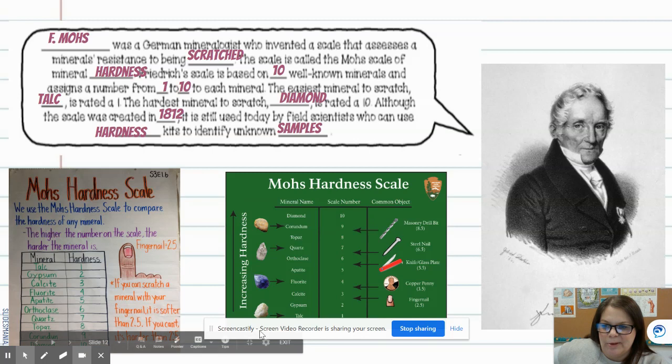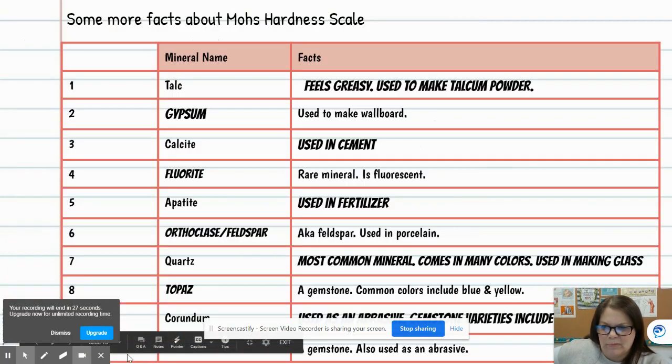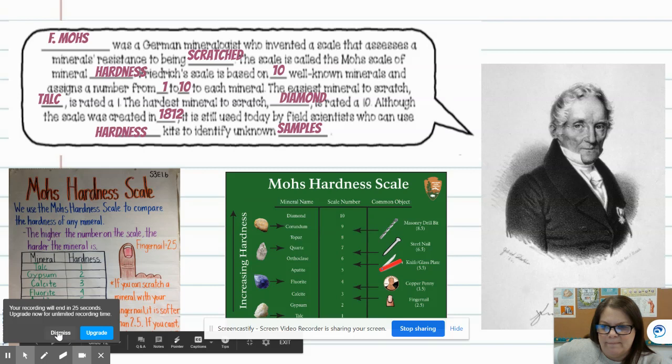Pause if you need to as we go through these, you guys. I will complete part 2 in just a second.